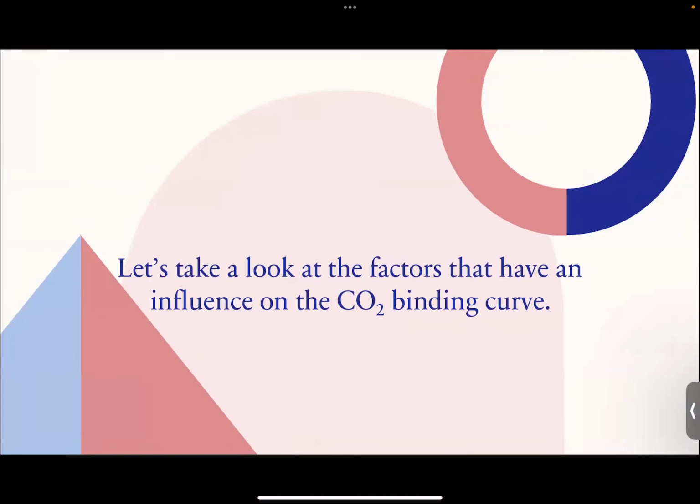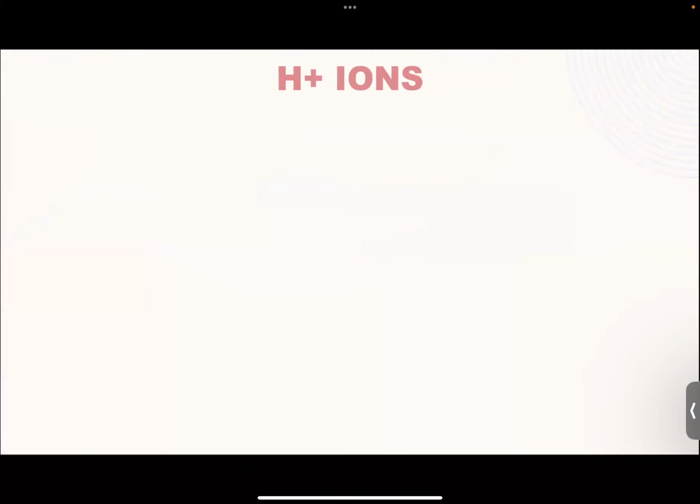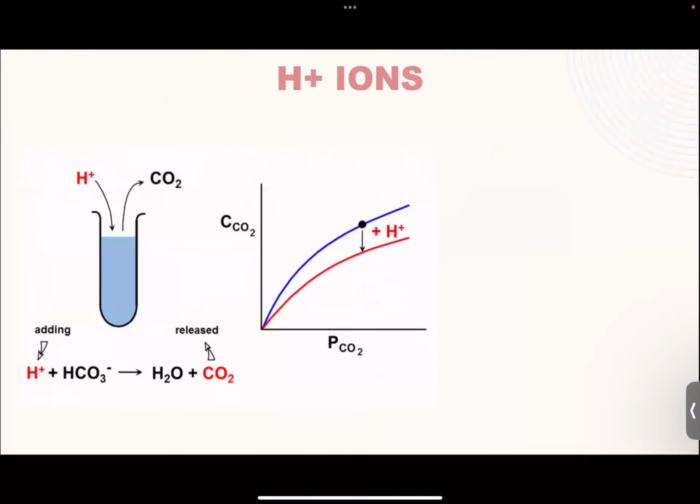So we saw the factors that affect the O2 binding curve. Now we're going to look at the factors that affect the CO2 binding curve. It's not a lot, and it's honestly kind of similar. So first we have the H plus ions. Now, H plus, where do we get the H plus from? We get it from the carbon dioxide and water reaction, right?